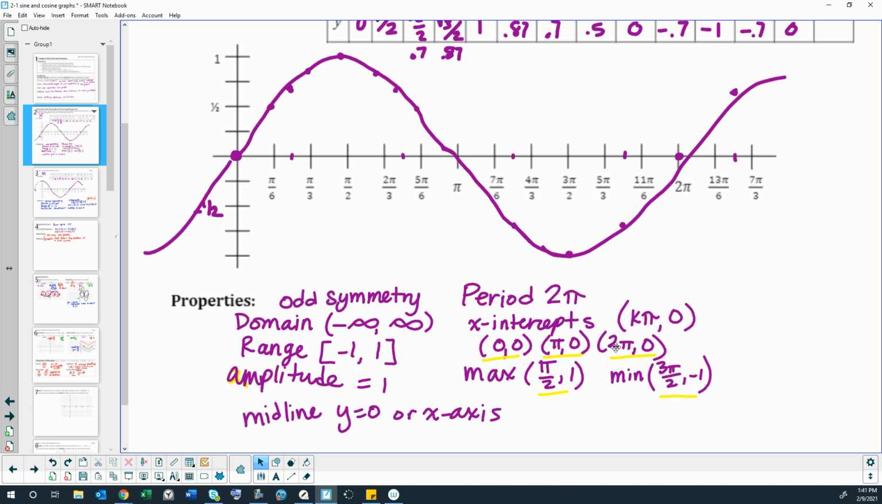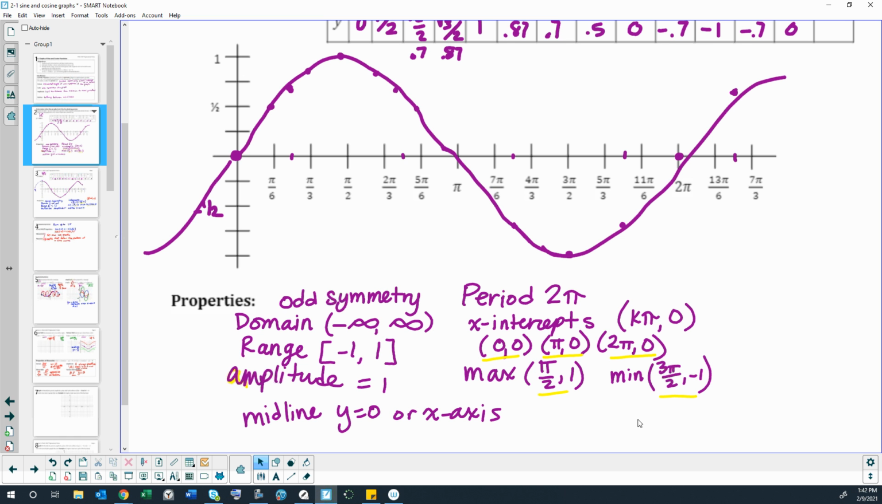I like to call these particular points the 5 key points. So we have the 3 intercepts at (0, 0), (pi, 0), and (2 pi, 0), but then we have our maximum at (pi halves, 1) here, and our minimum at (3 pi halves, -1) here. Together these 3 intercepts and the minimum and maximum create our 5 key points. If you are able to sketch in the 5 key points, then you can sketch in the graph. And as we start to transform these, we will focus on those 5 key points.